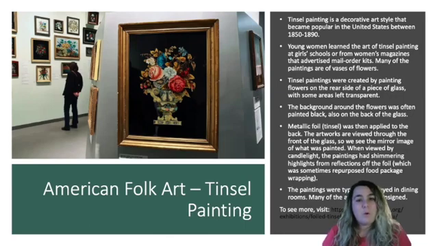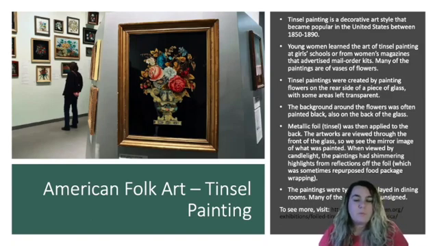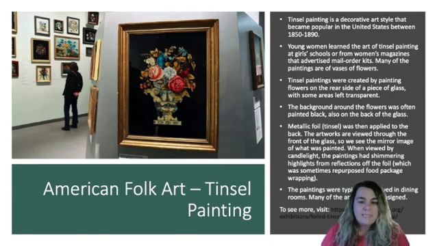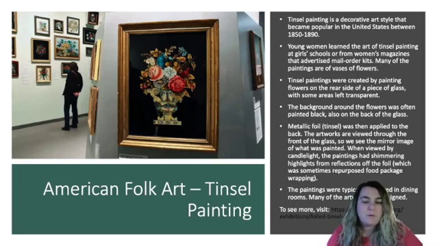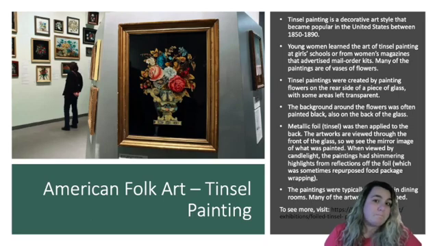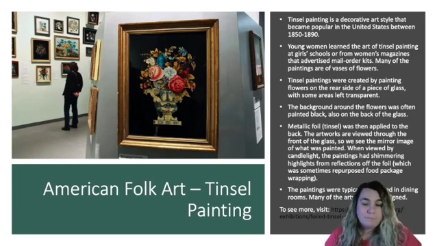And then metallic foil or tinsel was applied to the back. The artworks are viewed through the front of the glass, and we see this kind of mirror image of what was painted. When viewed by candlelight, the paintings reflect shimmering highlights off of the foil, which was sometimes repurposed food package wrapping. So in our project, we're actually going to use aluminum foil for this. And then the paintings were typically placed in dining rooms, and many of these artworks are actually not signed.